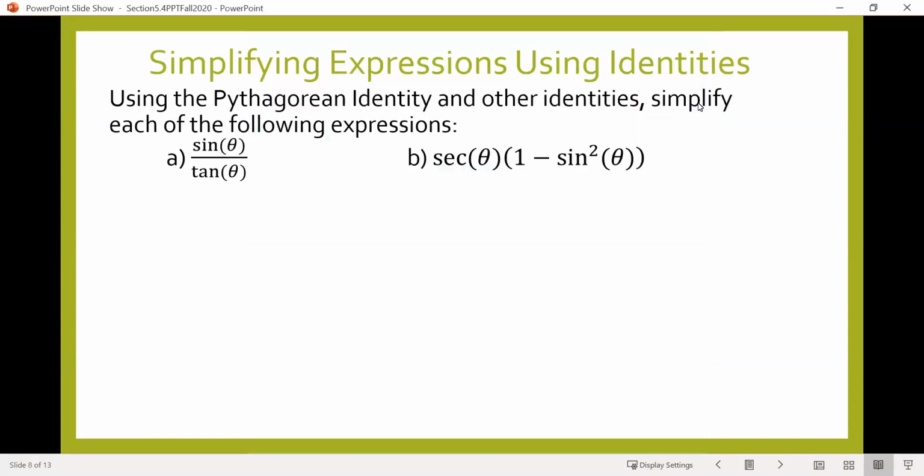So we're going to talk about simplifying trig expressions using those identities that we've learned, okay? When I say those identities, I'm talking about the ones where tangent is sine over cosine, cosecant is 1 over sine, secant is 1 over cosine, and cotangent is cosine over sine, okay? So let's look at the first problem here. And you'll see there on the left, it's sine theta over tangent of theta.